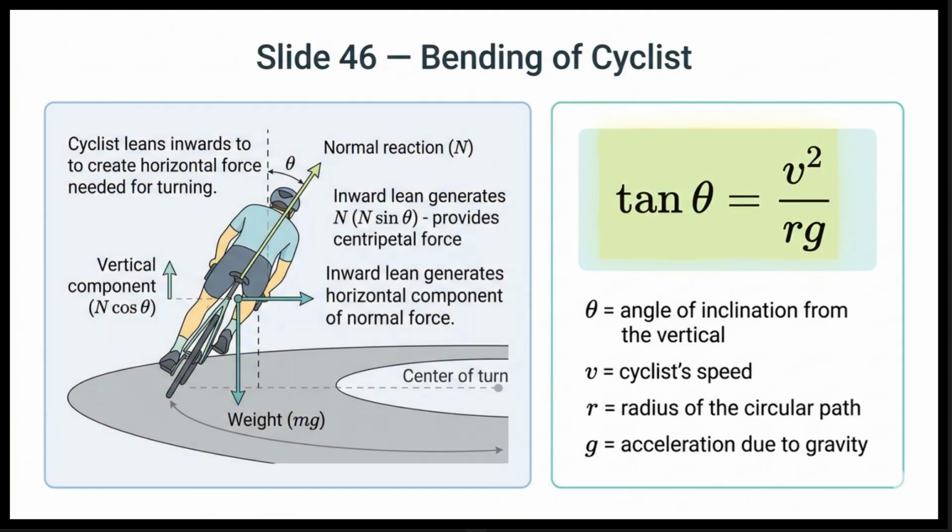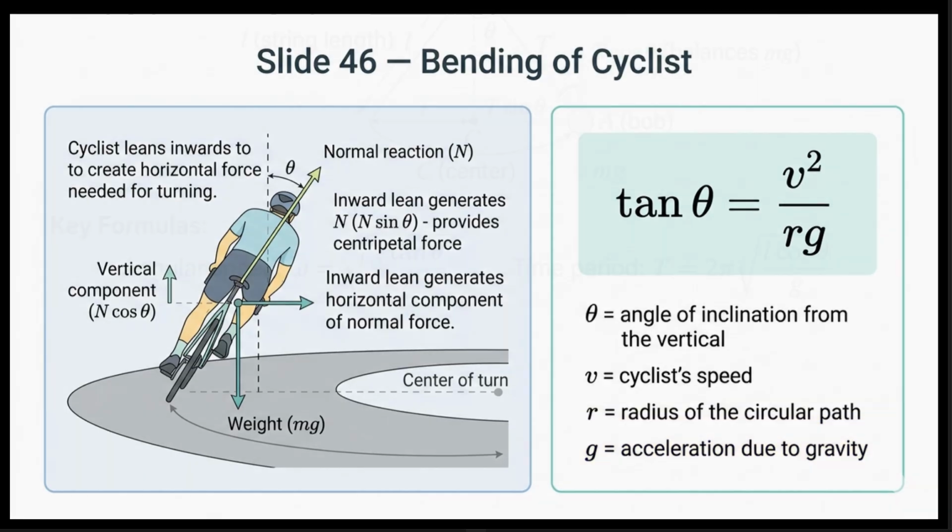Setting up both equations and dividing eliminates N entirely, giving the tangent of theta equals v squared over r times g. The faster the speed or the tighter the turn radius, the larger the required lean angle. Lean too little and centripetal force is insufficient, and the cyclist slides outward. The diagram labels all four quantities: N, theta, centripetal component, and mg.